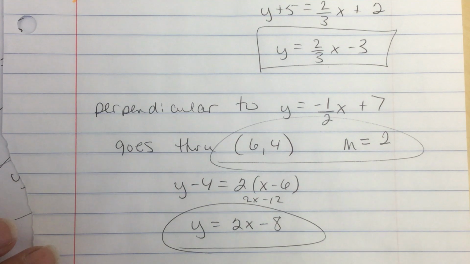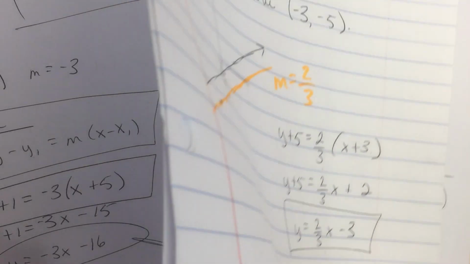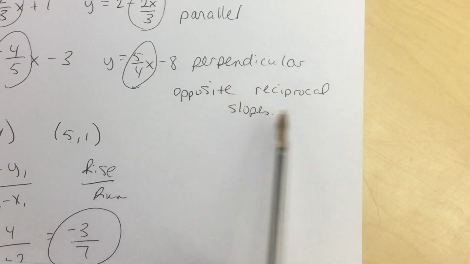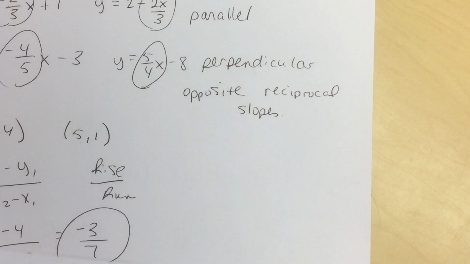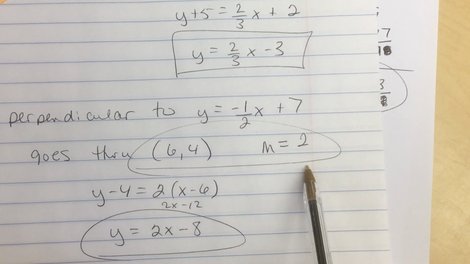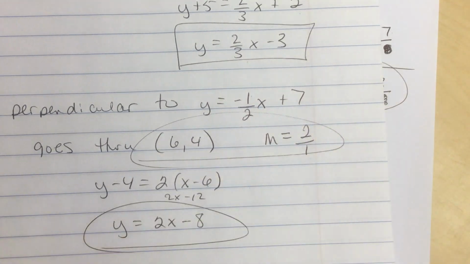How do you know these two? Because perpendicular lines, I wrote it somewhere, have opposite reciprocal slope. Yeah, perpendicular lines have opposite reciprocal slope. So if I give you negative 1/2, the opposite means it's going to be positive, and 1/2 flips over to 2/1.